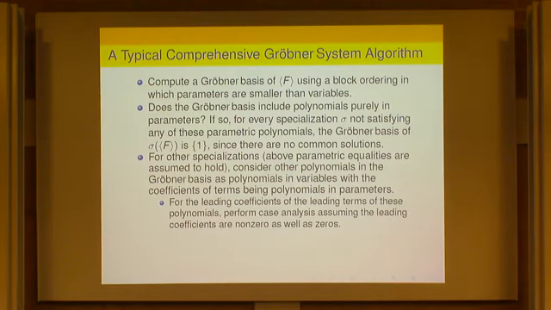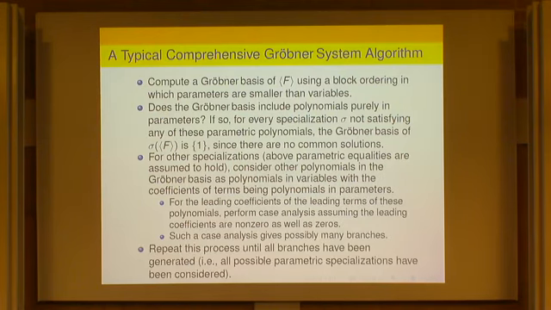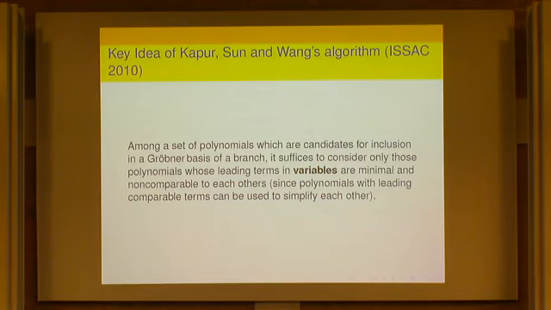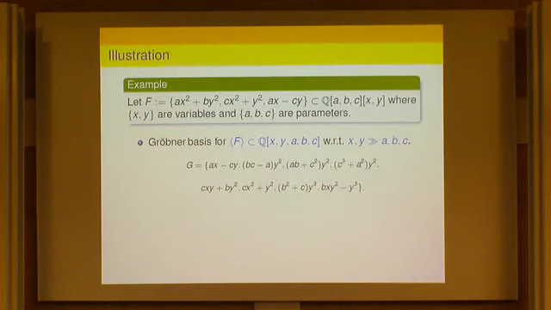Okay, so I'm going to show you examples. There are two key ideas. Among a set of polynomials which are candidates for inclusion in a Groebner basis at any particular branch, all we need to consider are the least polynomials in the leading term. There could be many polynomials with the same leading term because we have different parameters, could be ax squared, bx squared, and all that. So you consider only, after the specialization, the least polynomial in the leading term. Hopefully you'll see examples of this. Okay, so that's the thing.